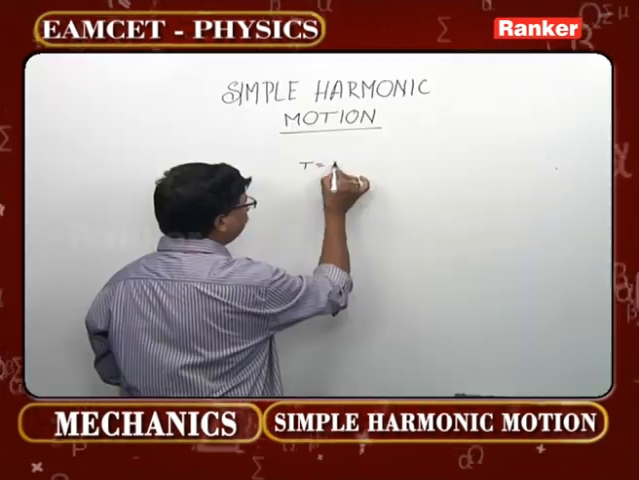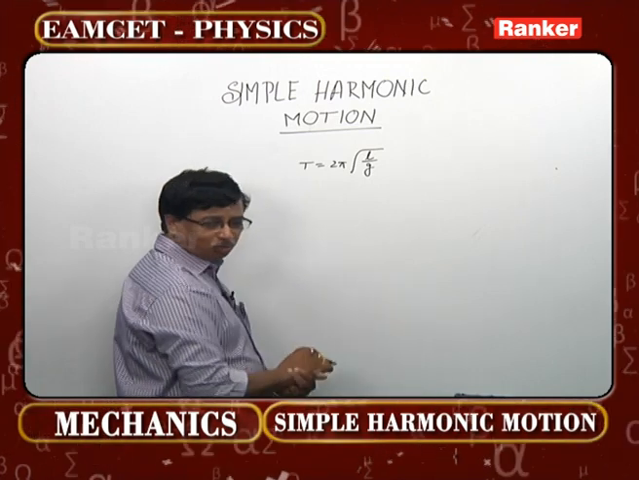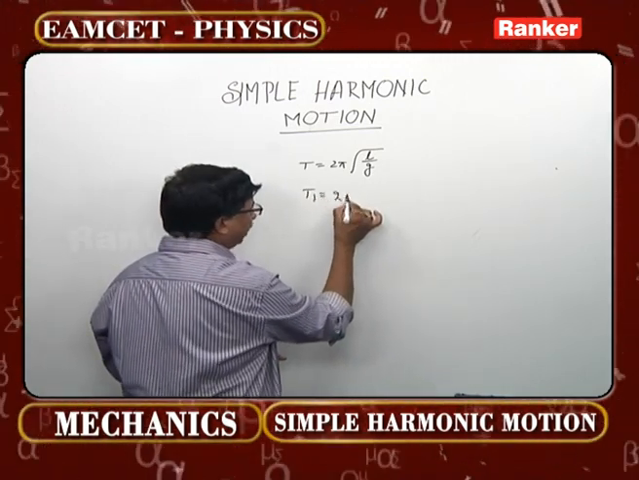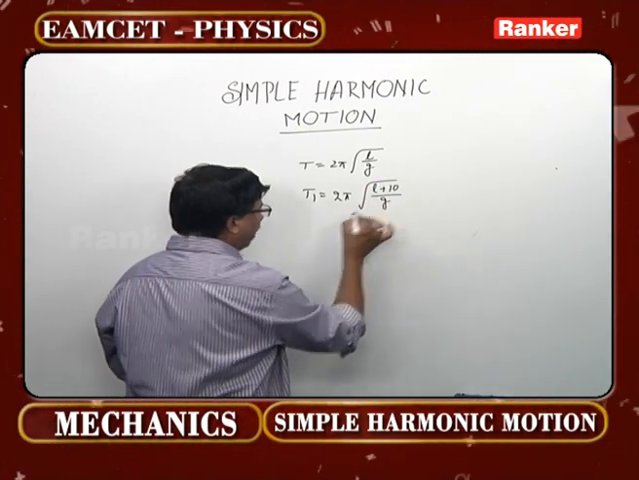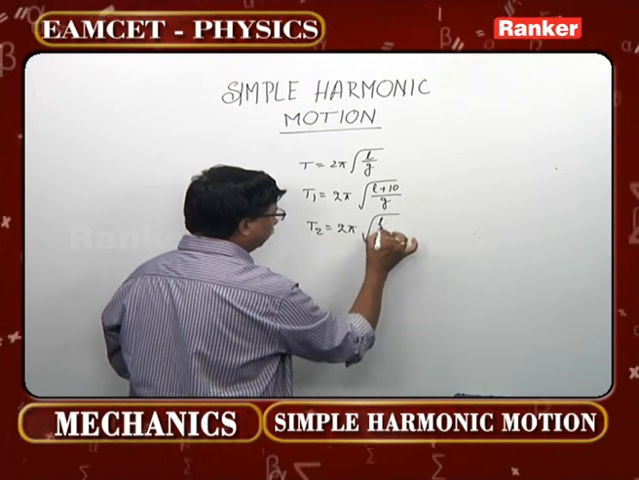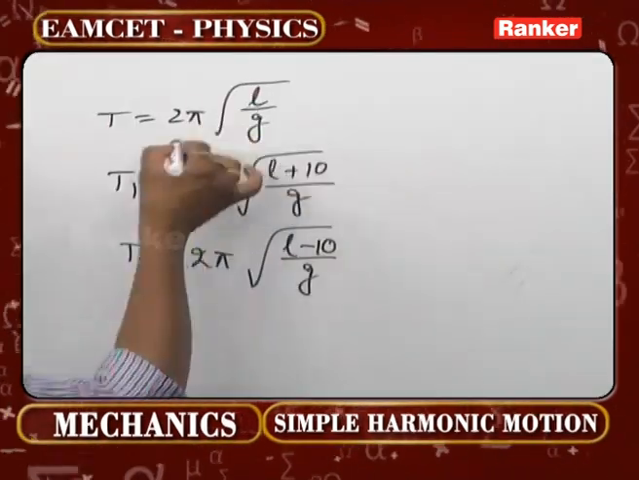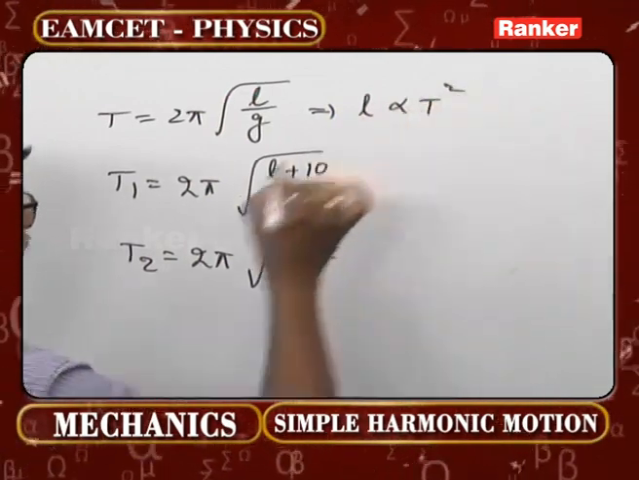In fact, T is equal to 2 pi root L by g. That of course is a known formula for us. T1 can now be written as 2 pi under root L plus 10 by g. And T2 can be written as 2 pi under root L minus 10 by g. Now can't you understand from this, L is proportional to T square?